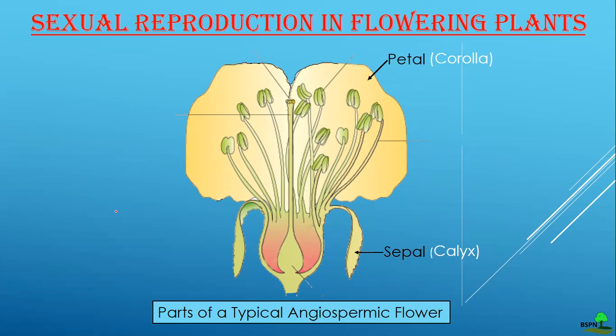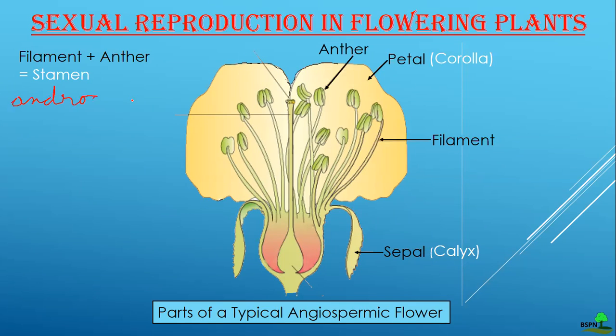Next comes the male reproductive part, the stamen. Stamen consists of a filament and an anther. So filament and anther together make up the stamen. A flower may have one or more stamens. Together or collectively, they are called the androecium.